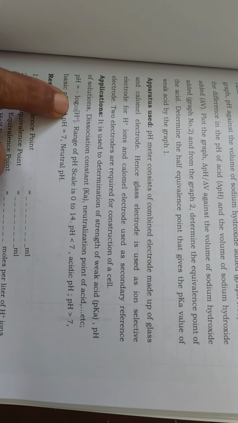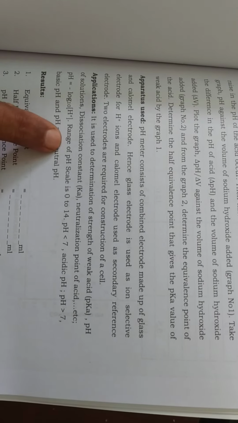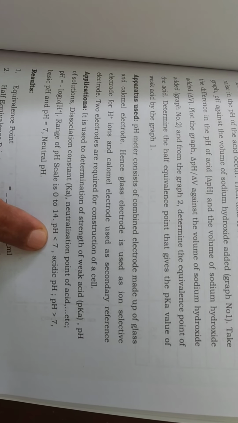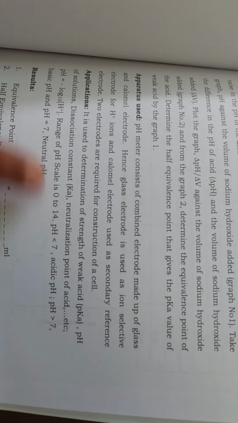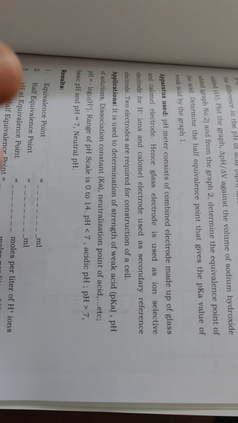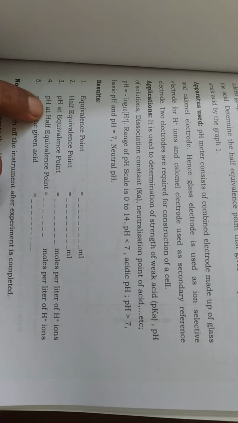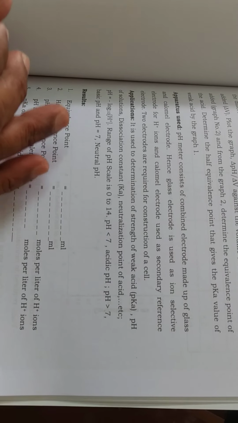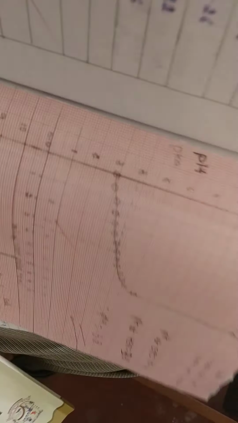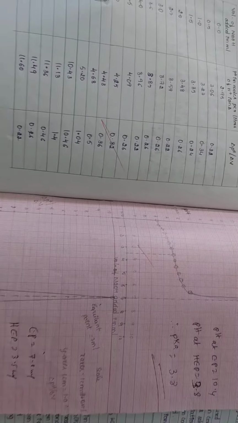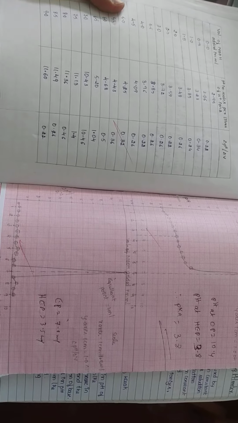pH equals minus log base 10 of the hydrogen ion concentration. The range of pH is 0 to 14. pH less than 7 is acidic pH. pH more than 7 is basic pH. pH equal to 7 is neutral pH. In this experiment we have to determine all these values. It is very useful in order to determine the strength of any weak organic acid. You have to do the experiment and take the values. You have already done this experiment. It is only for your reference.